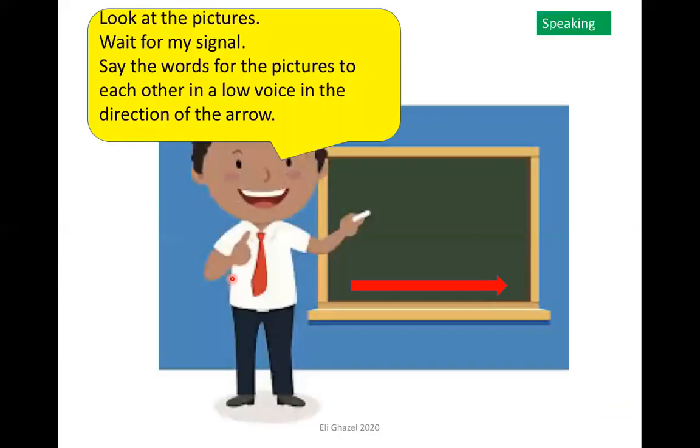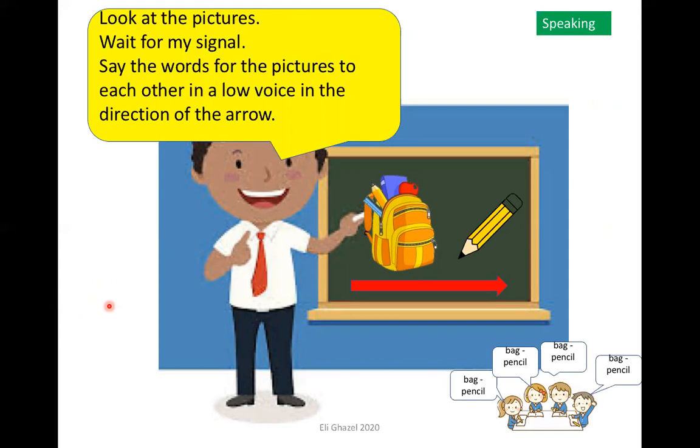Demonstrate. Look at the pictures. Wait for my signal. Say the words for the pictures to each other in a low voice and point in the direction of the arrow, so that they can look from left to right in English. Don't let them speak. Give a signal now, and the kids will go bag, pencil to each other in pairs in a low voice.